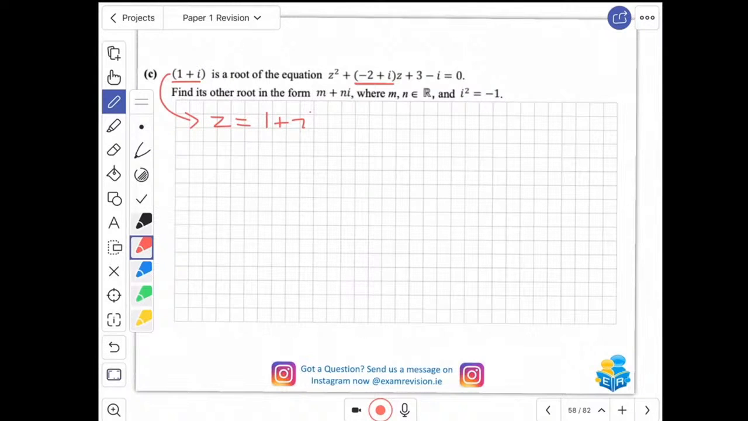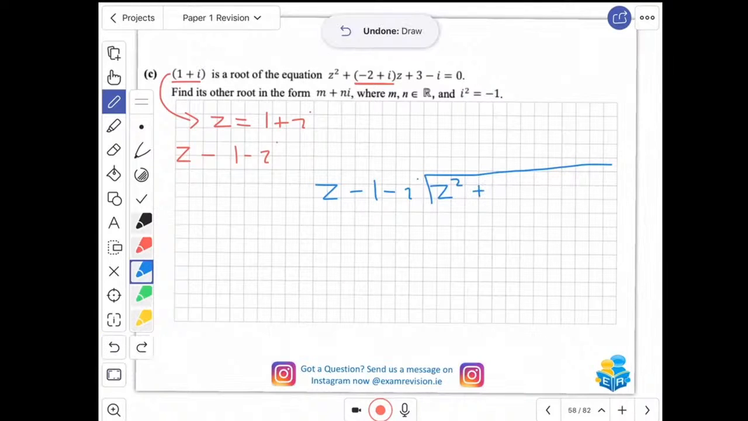So to change it to a factor, you bring everything over to the left-hand side of your equation. So you're going to have z minus 1 minus i. So that's a factor. And if we go back to our algebra, when we're talking about how to work out other factors, we do division. So again, different teachers will teach this different ways, but I would do long division to work out the missing value there. So I probably actually multiplied this out here just to make it a little bit easier.